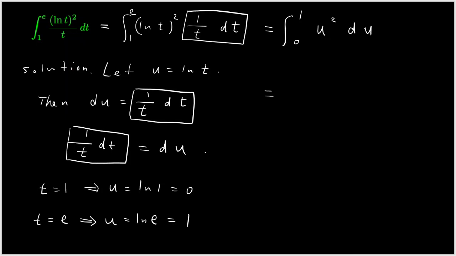At this point, we just evaluate the integral of u squared. You must not go back to x. So the antiderivative of u squared is u cubed over 3. And then we evaluate the antiderivative from 0 to 1. The value of the antiderivative at 1 is equal to 1/3. The value of the antiderivative at 0 is equal to 0. So the final answer is equal to 1/3.